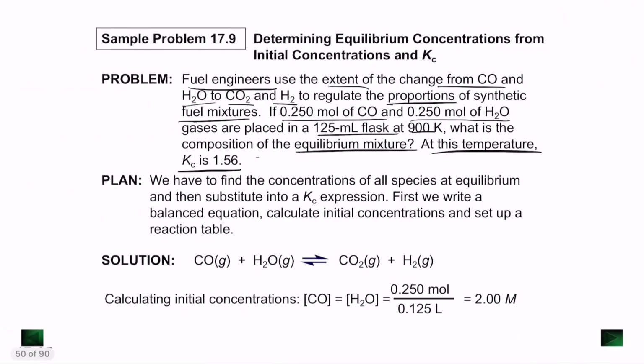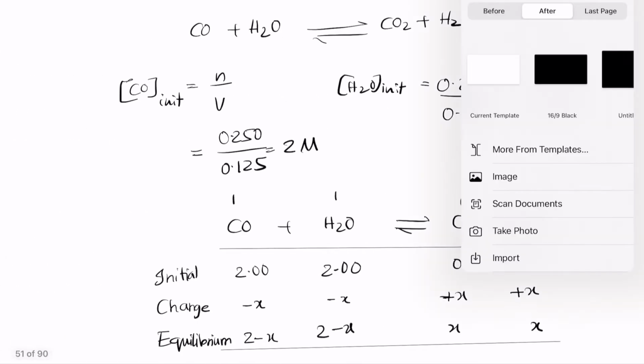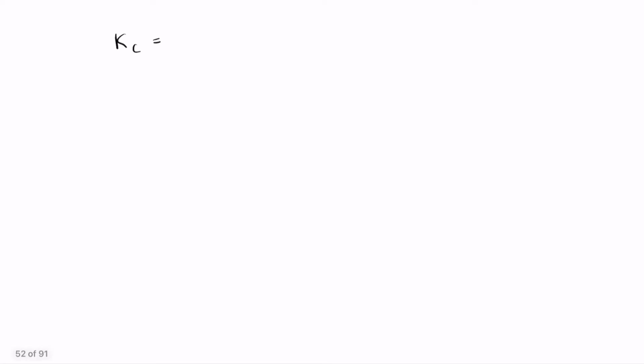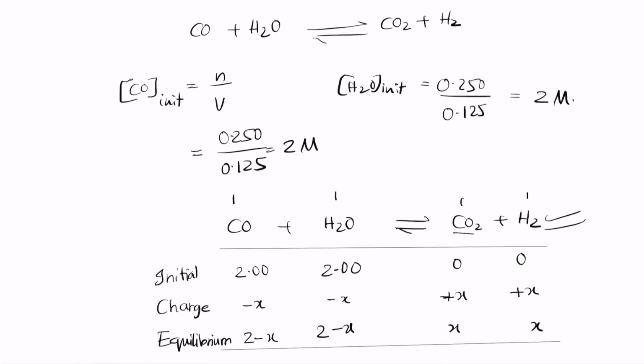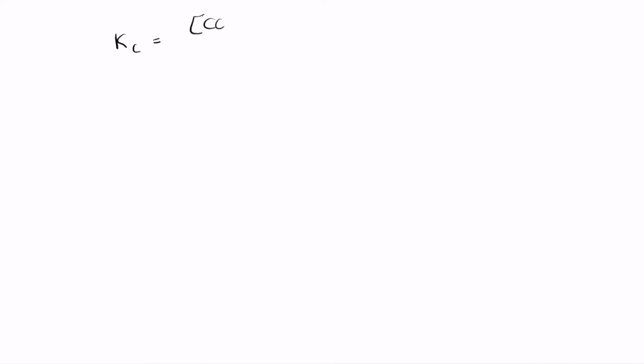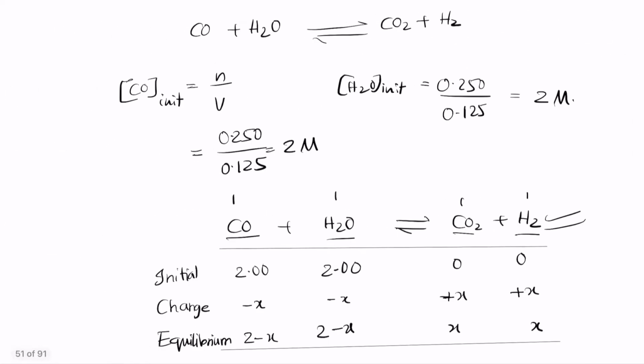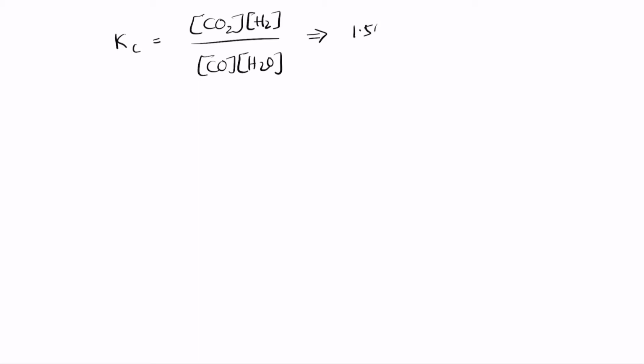Now what is given in the question? They've given us the Kc value. So for the equation that we have right here, what would be the Kc? Concentration of CO2 times concentration of H2 over concentration of CO times concentration of H2O. So Kc is given as 1.56, equals x times x over 2 minus x times 2 minus x. So 1.56 can be written as x squared over 2 minus x, whole squared.